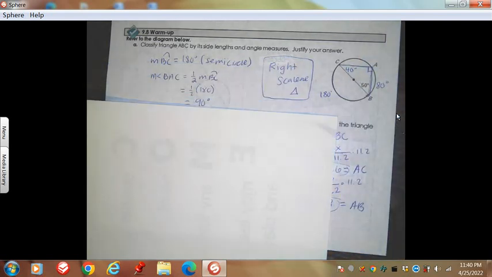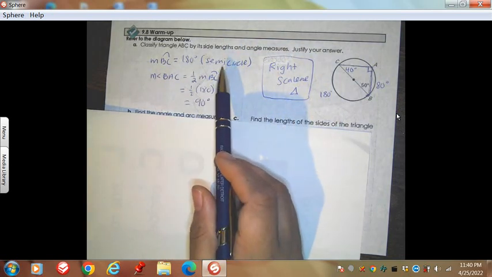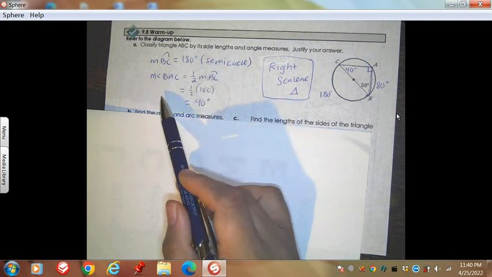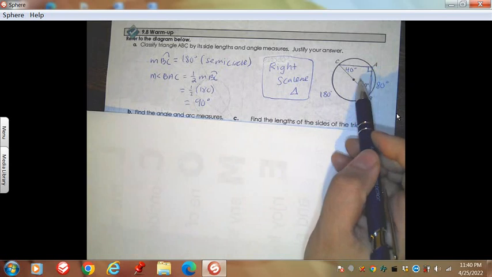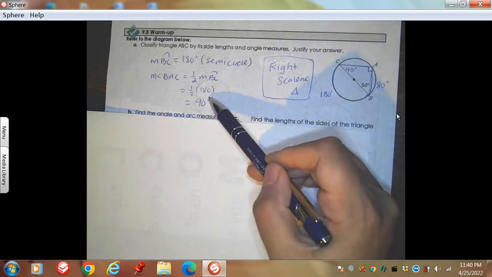So that's where I got this 90-degree angle from, because it's got to be half of the 180, which I got from it being a semicircle. If you need some work to understand where that comes from, that's right here: the measure of arc BC is 180 because it's a semicircle. And then the measure of angle BAC, which you really could just call angle A, is going to be half of the arc that it's opening up to, the intercepted arc, which is arc BC. And we know arc BC is 180, so that's where we get 90 degrees.